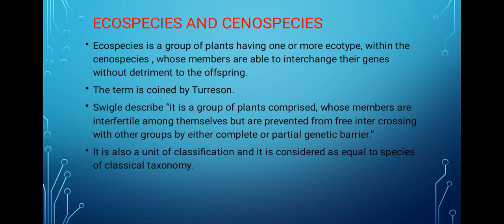Then ecospecies and xenospecies. An ecospecies is a group of plants having one or more ecotypes within the xenospecies, whose members are able to exchange their genes without detriment to the offspring. The term was coined by Turesson. Swingle described it as a group of plants whose members are fertile among themselves but are prevented from free intercrossing with other groups by either a complete or partial genetic barrier. It is also a unit of classification and is considered equal to the species of classical taxonomy.